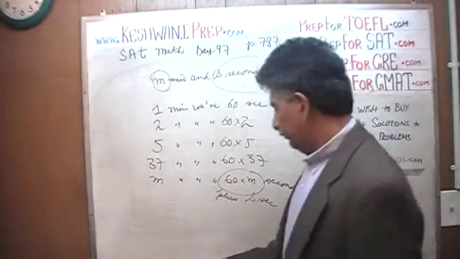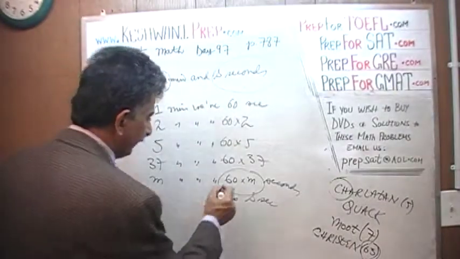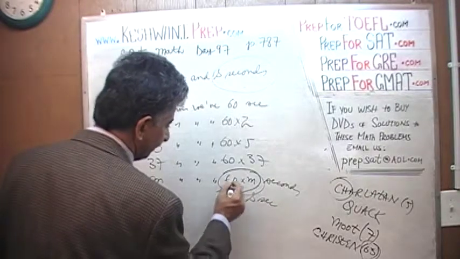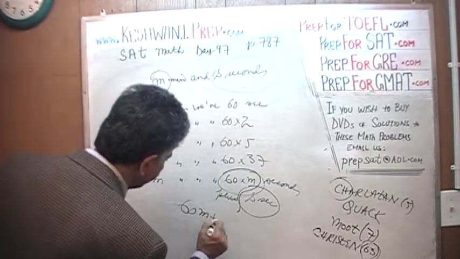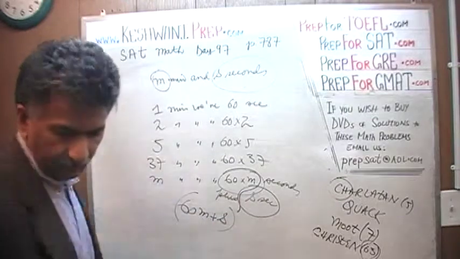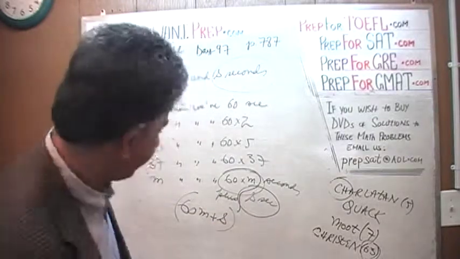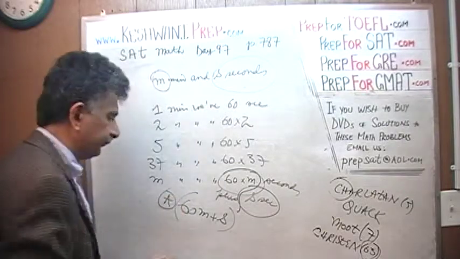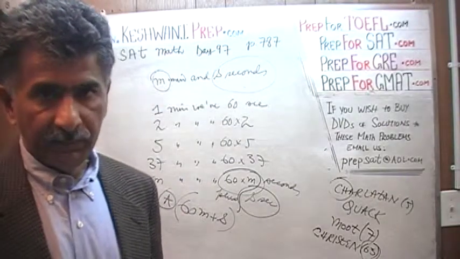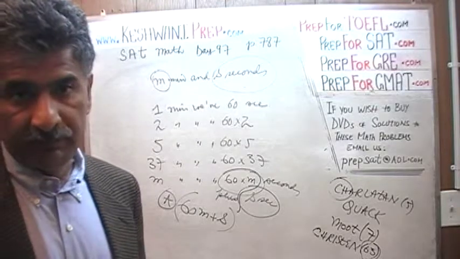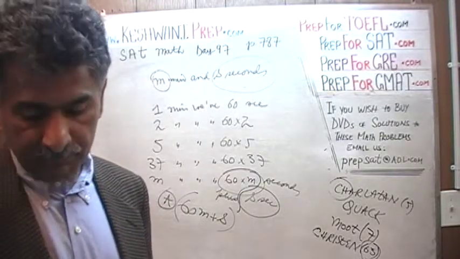So that's it. That's our answer. So the answer is 60 times m plus s. And that's our answer choice A. Because in m minutes it will have 60 times as many seconds, 60 times m, and then it has s seconds, because it's m minutes and s seconds, so it's 60 times m plus s.